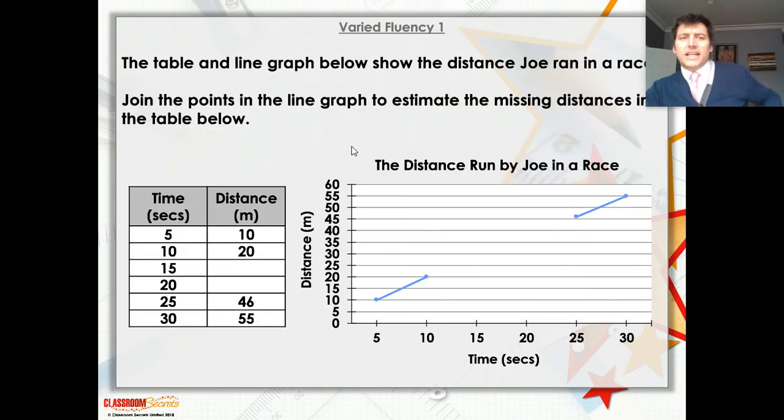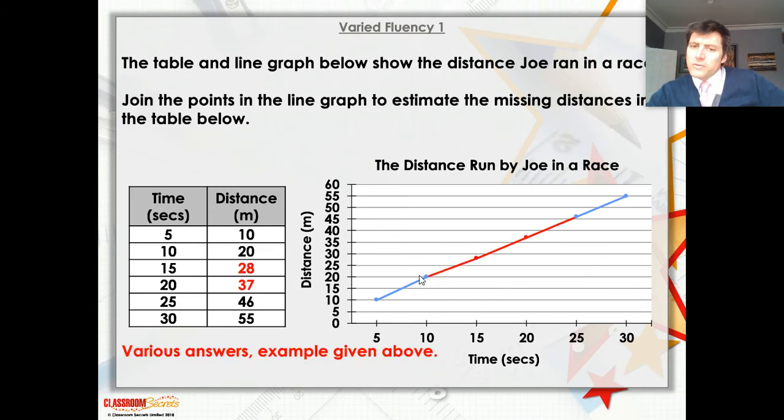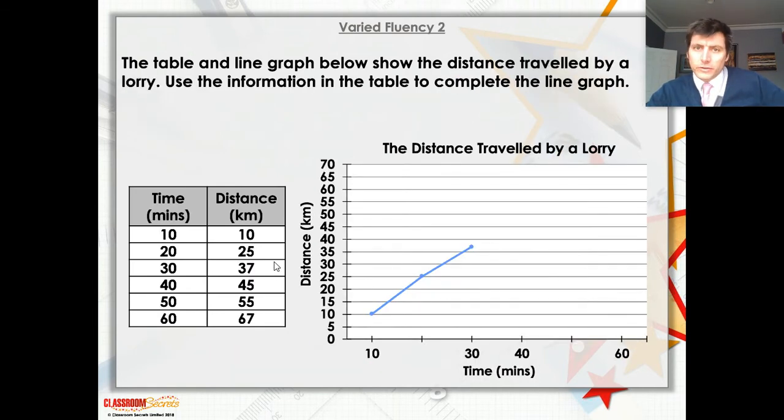Joe running in this race here. So Joe in a race, and we can see here between 15 and 20 seconds, the distance isn't listed. So therefore, if we don't have data, sometimes what we do is a best fit line, and then from that data point we can gauge what the distance would have been roughly.